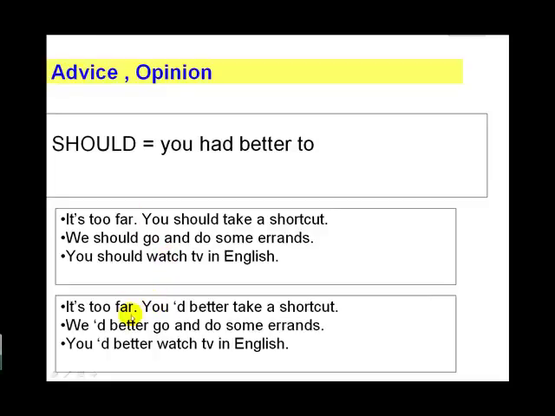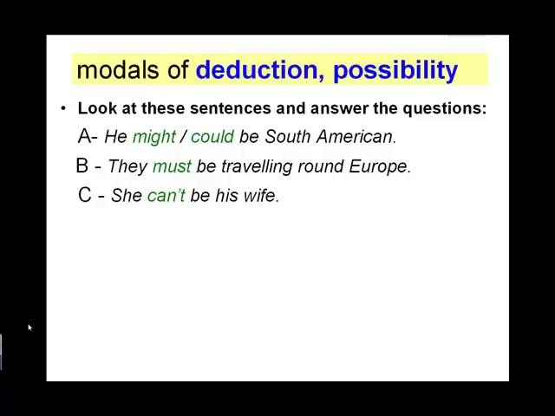So these three sentences here are basically the same, using 'be better', 'had better', 'had better'. You can pause the video at any time to go through the sentences slowly and read them again, okay?